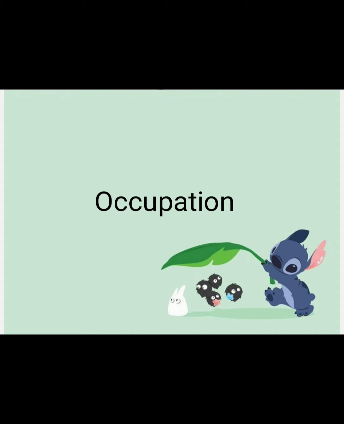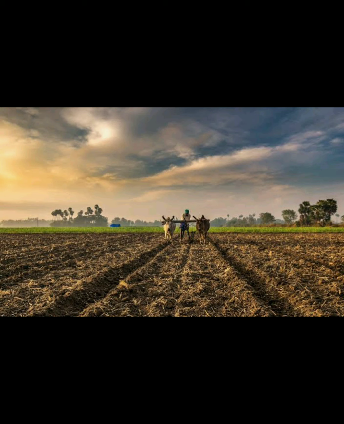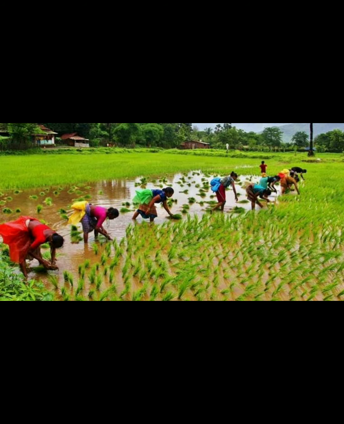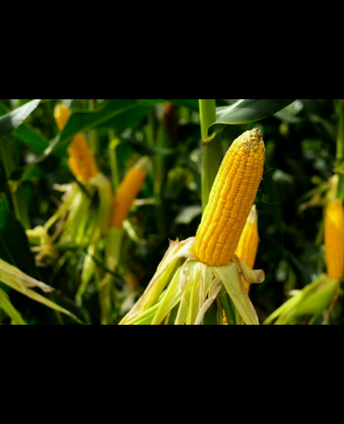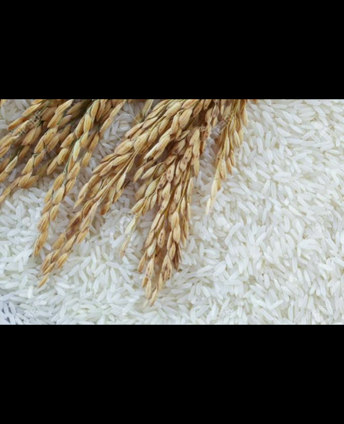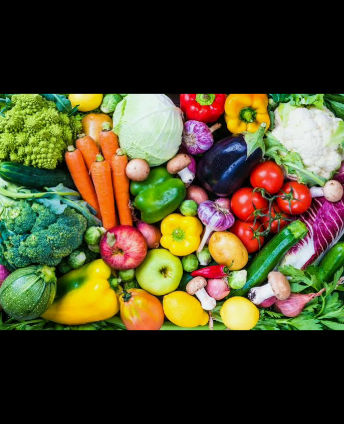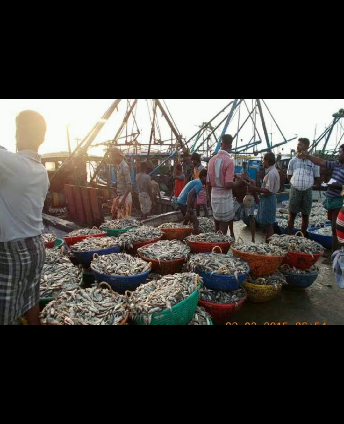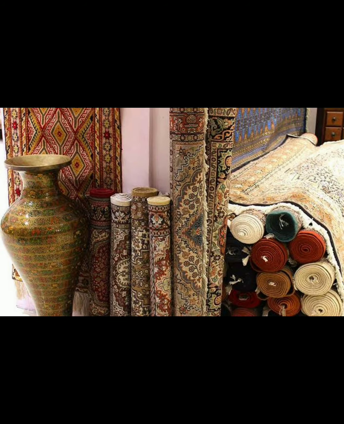Next is occupation. Occupation means work that is done for earning. In many villages, farming is a main occupation of people. Farmers cultivate fields and grow different crops like wheat, maize, sugarcane, rice, and vegetables. In many villages in South India, fishing is a main occupation of people. In Jammu and Kashmir, the people in the villages mainly engage themselves in art and craft.